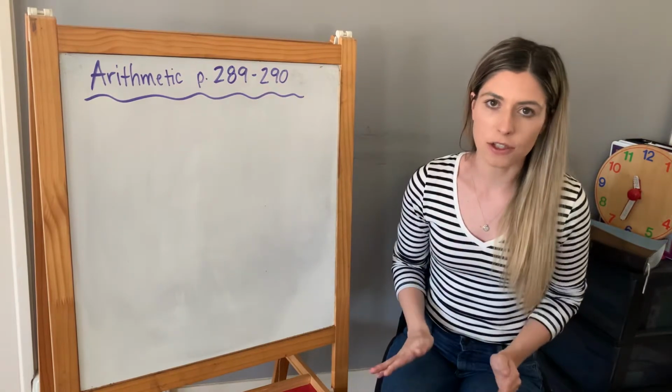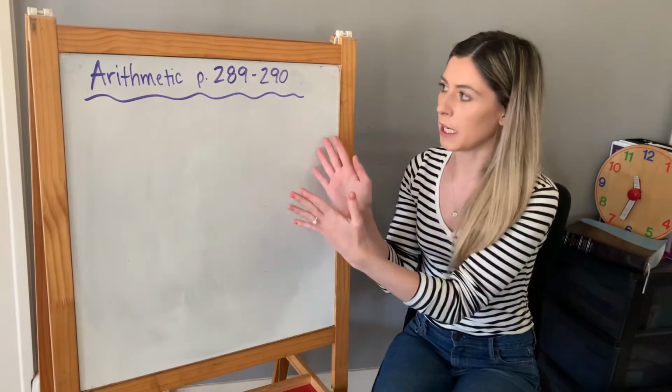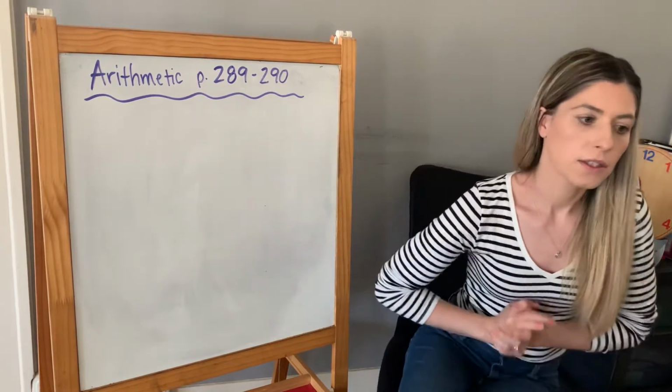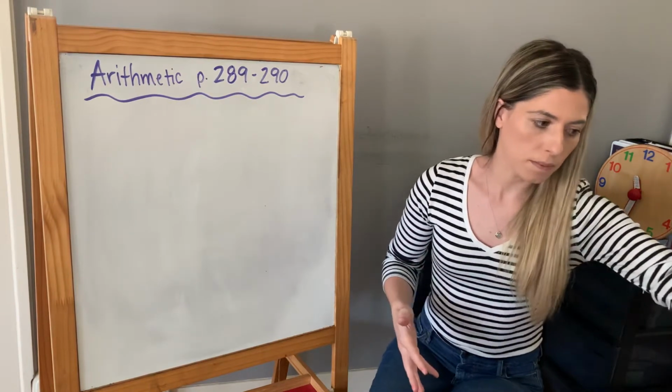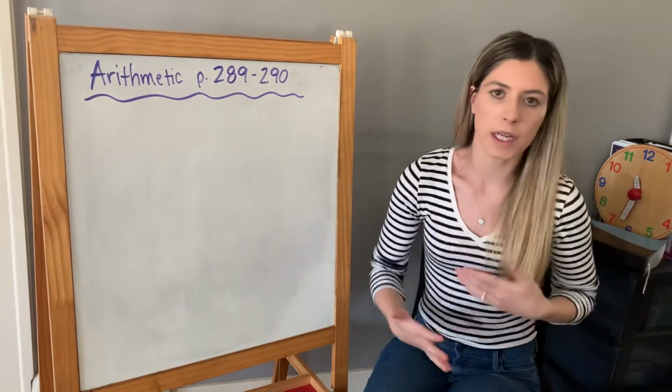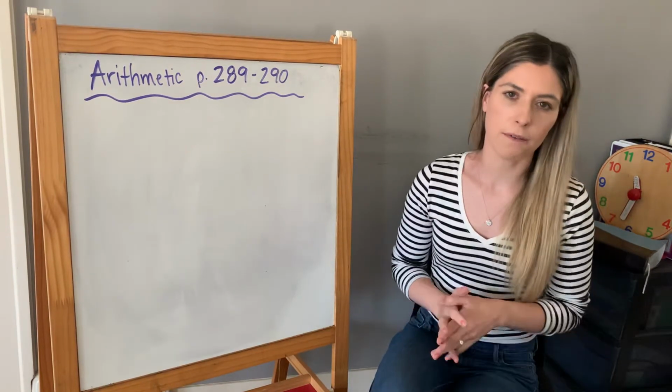We skipped yesterday's page. Don't worry about it. Make sure you're on page 289 and 290. So we are going to talk about making change from dollars. I'm going to give you a story to kind of talk through what that looks like so you can get an idea of what we're going to talk about.